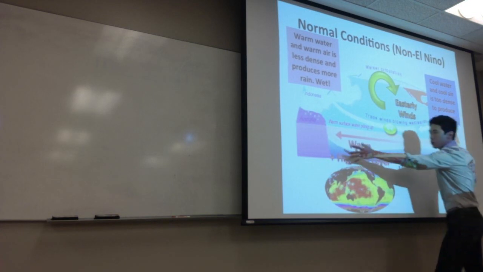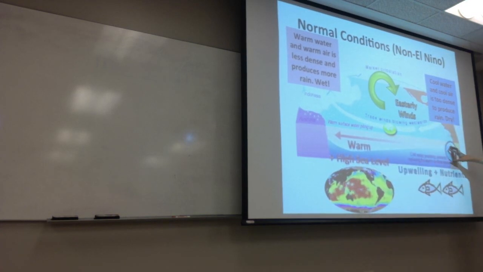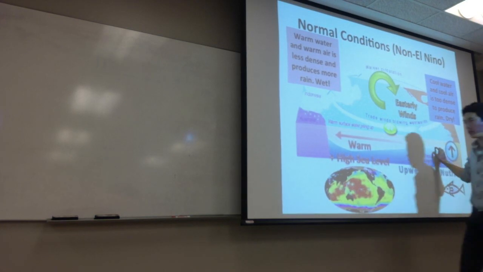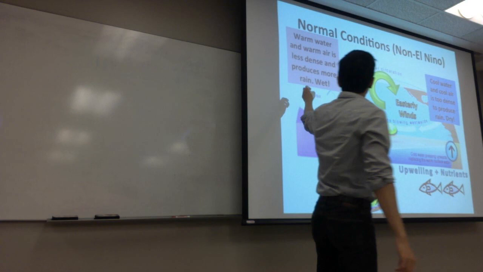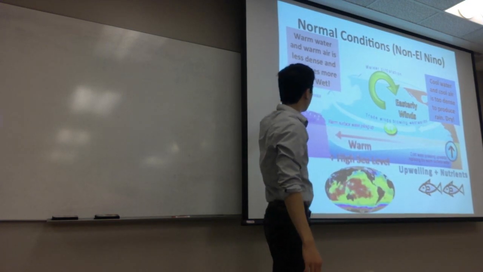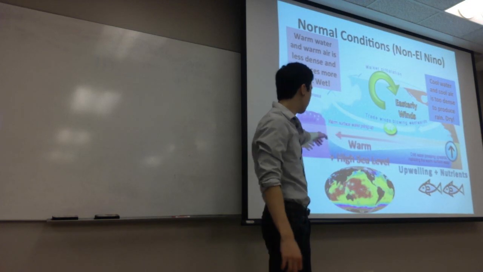Normally, one side is warm and one side is cool, right? So this side is cool, cool water, cool air. It doesn't really rain. There's a very productive system that I'll go over in a second. But then this side has a lot of warm water and warm air, less dense. It's really wet, a lot of rain.